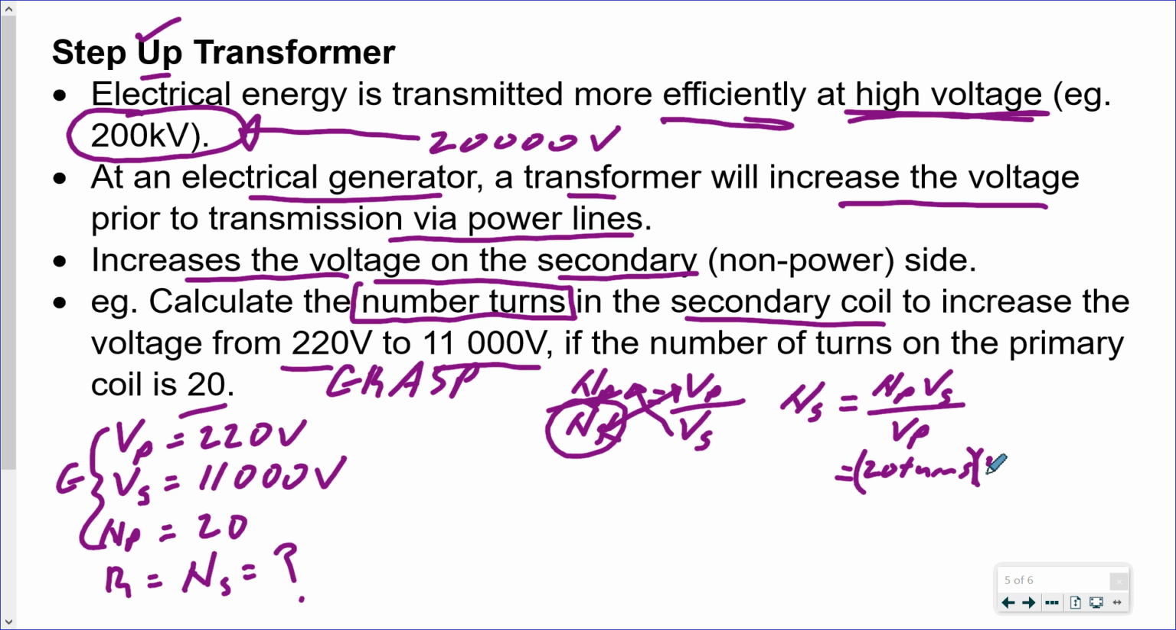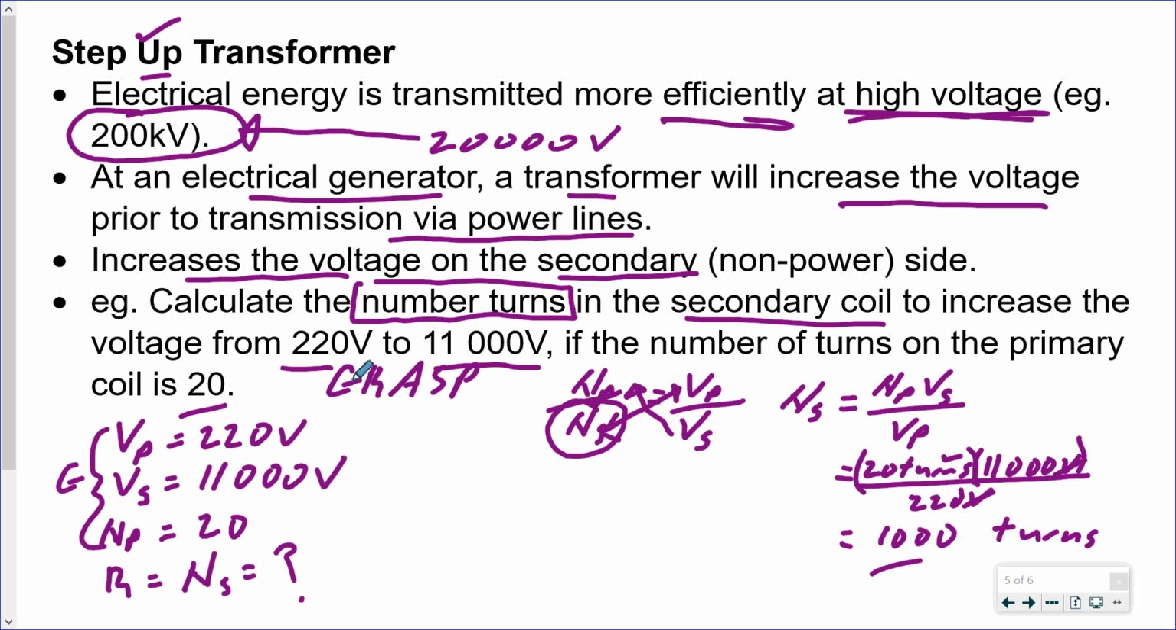Voltage on the secondary side, what we're stepping it up to, is 11,000 volts. And the voltage that we have on the primary side, that was our 220 volts. Volts cancel out. What we're left with is turns, and that is what we do want. Because this is a step-up transformer, what we should find is that the number of turns is considerably more on the secondary side compared to the primary side. And when you plug these numbers in, it is 1,000 turns that we now have on the secondary side.